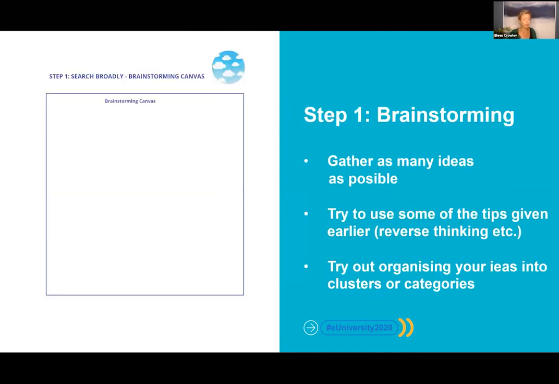You're going to spend only 5 minutes on that, no more than that, because you do have to move through the next stages. Next, you're going to go to the brainstorming canvas. Here, you're going to spend about 20 minutes, and the aim here is to gather as many ideas as possible. Remember, this is the divergent stage. You're going wide. So try to use some of the tips that were given in this presentation, such as reverse ideation or the 5 W's and 1 H method. And then in the last 5 minutes, so after the first 15 minutes, if you have time, it's not essential, but if you have time, try out organizing your ideas into categories or clusters.